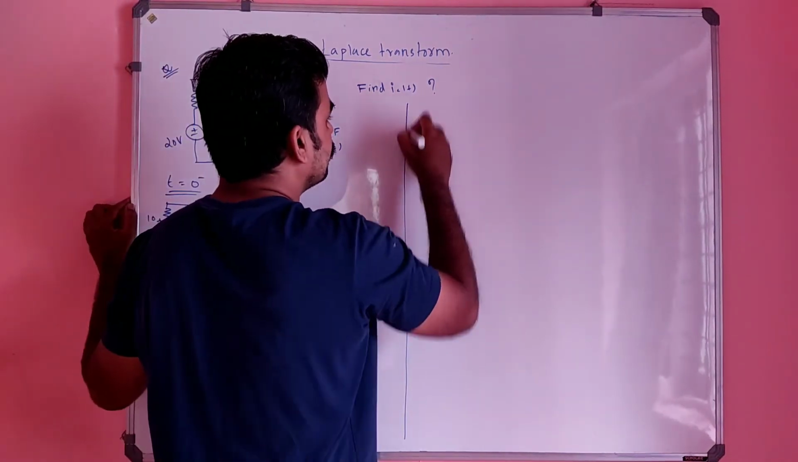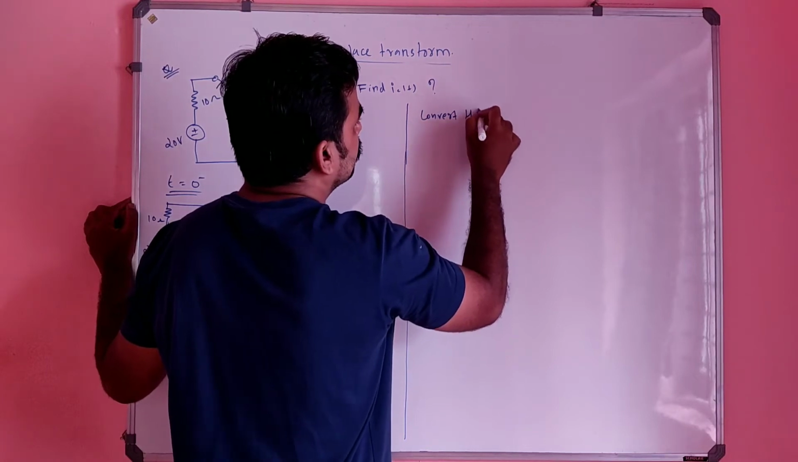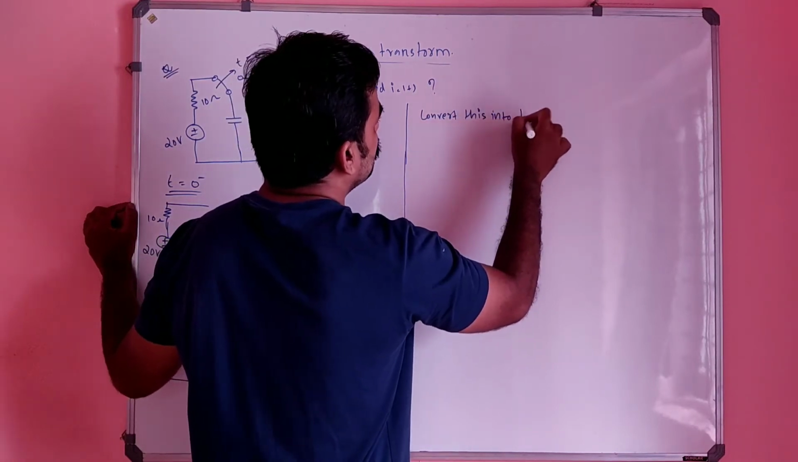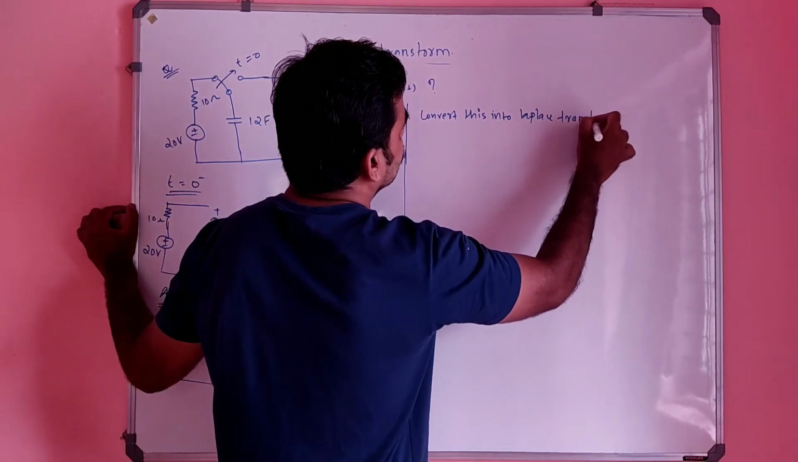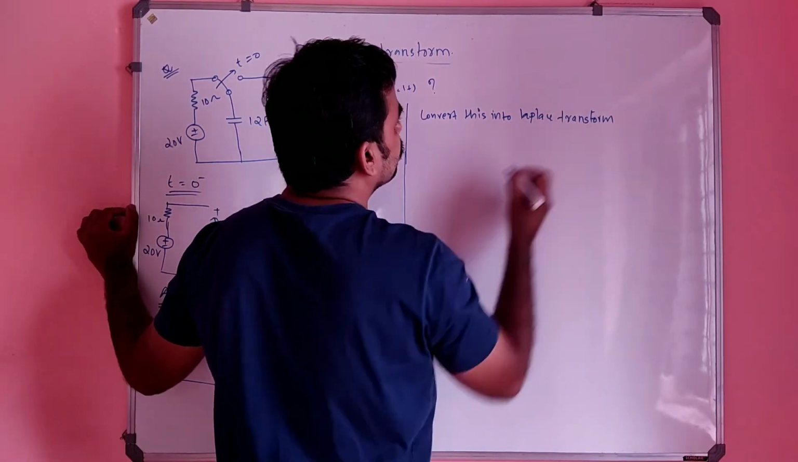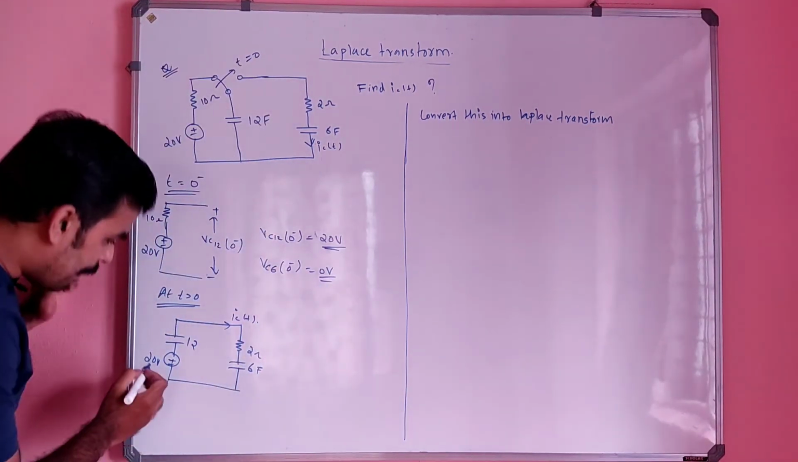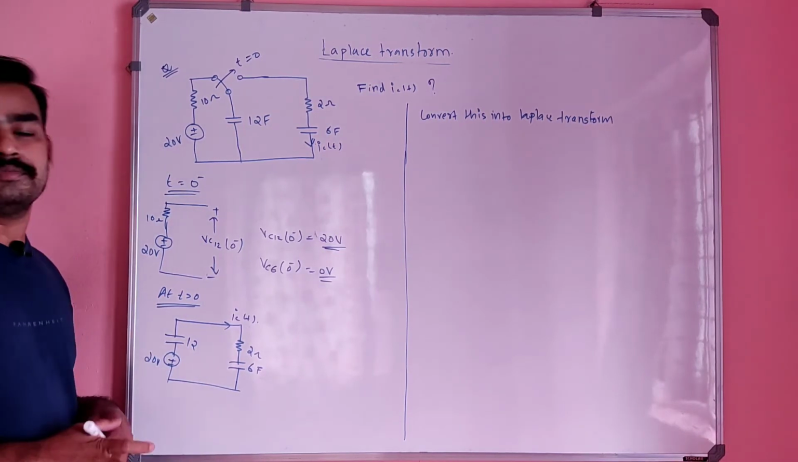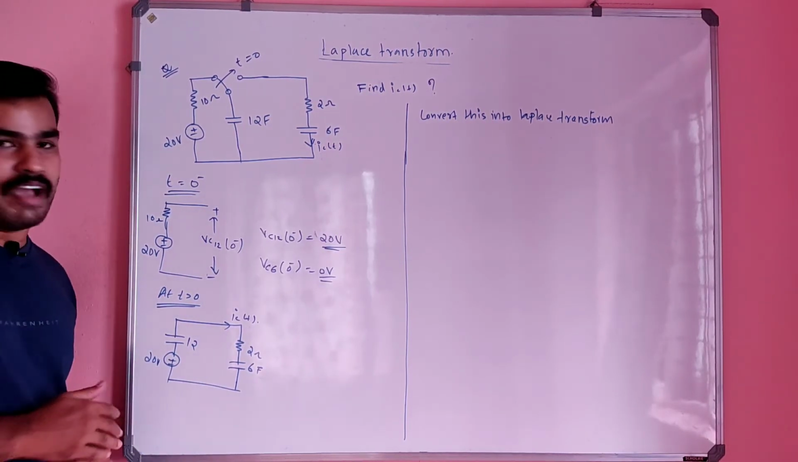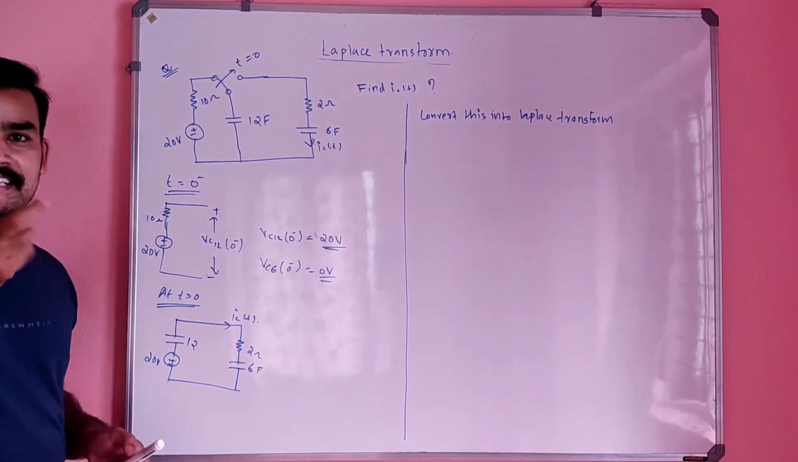Convert this into Laplace transform. It will become, what is the Laplace transform of a constant value? k value or k or a. What is the Laplace transform of a? It is a by s.